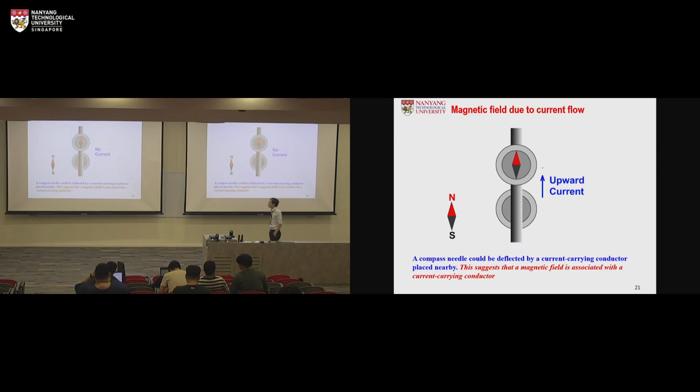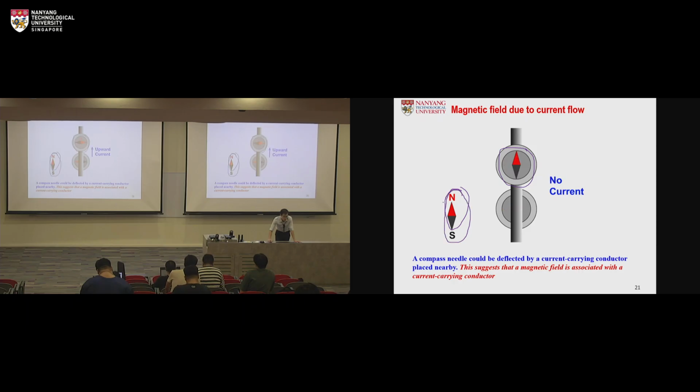If you do this kind of simple experiment, where you place this compass, which basically can detect a magnetic field, pointing along N or S, you place this kind of compass needle close to a wire. If there is no current flowing inside this wire, you will find basically this kind of alignment.